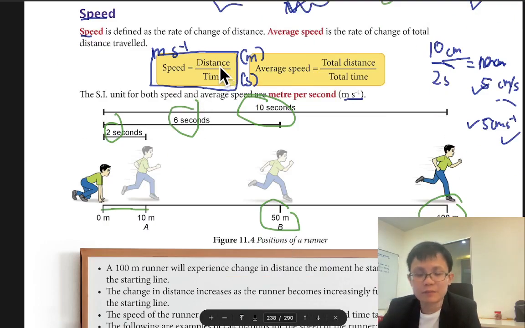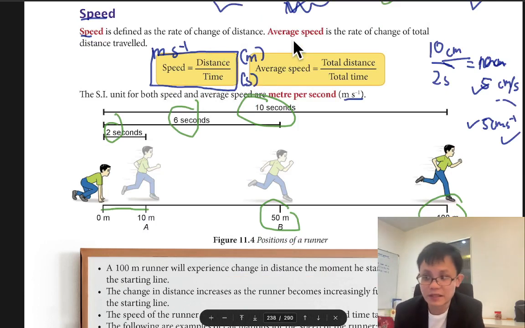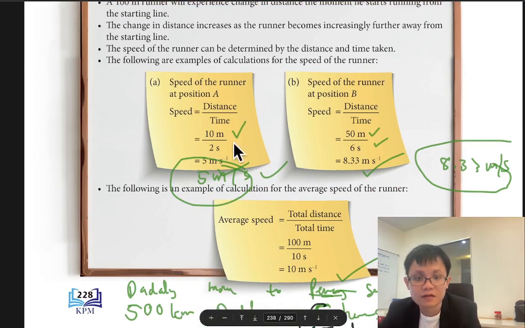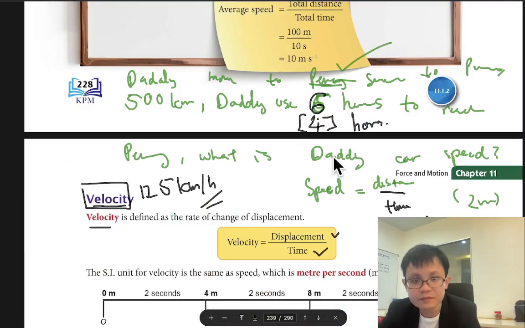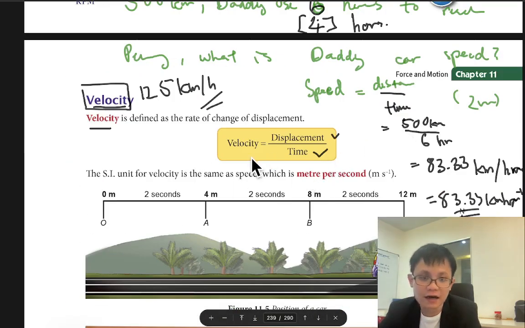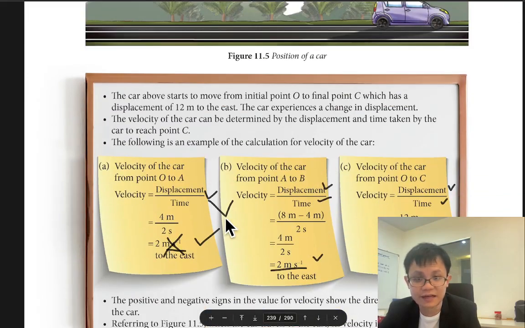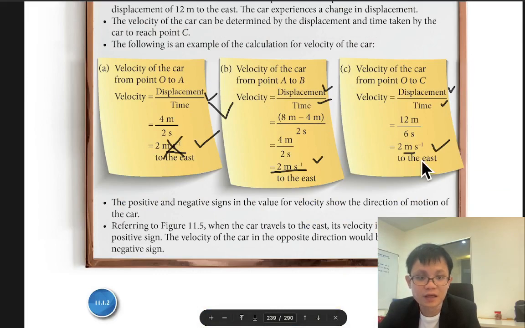Just remember, most of the time students do it wrongly because of the unit. The SI unit is meter and second, depending on the question. If the question asks for kilometer per hour, you just change it to kilometer per hour. From this question we can see that it is meter per second, and he got the answer. Velocity is almost the same, still distance divided by time, but the only difference is displacement divided by time. Nothing much different. You still divide by the time and you get the answer.